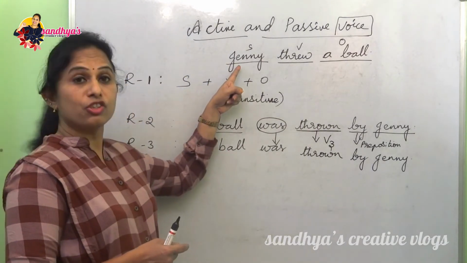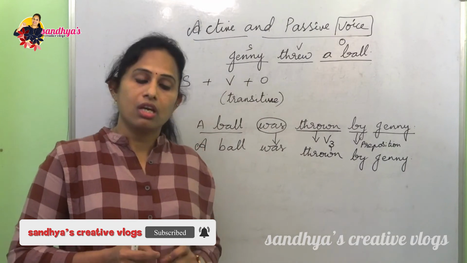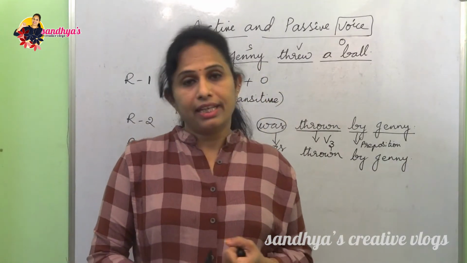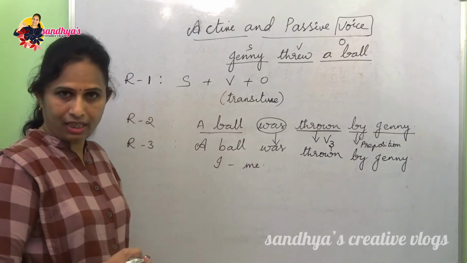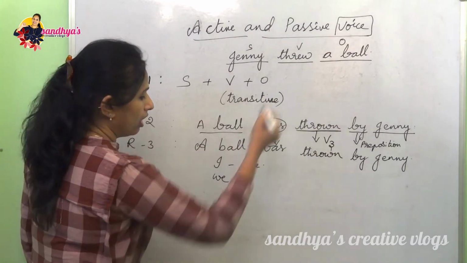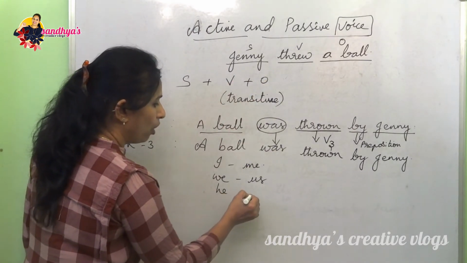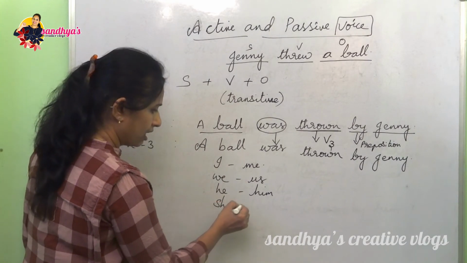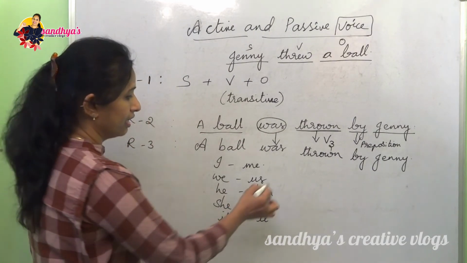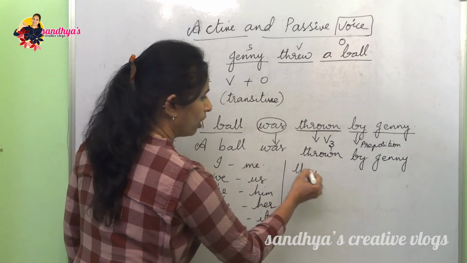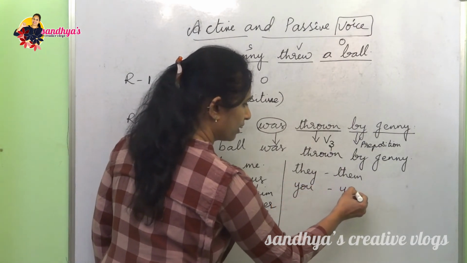Now I have taken only the third person Jenny. That means the names of the persons. Sometimes in place of the persons, we will take even the pronouns. For example, if you take I threw a ball, then the answer would be a ball was thrown by me. That means when you take I, it will be changed to me in the passive voice. If you take we threw a ball, a ball was thrown by us. If you take he threw a ball, a ball was thrown by him. If you take she, a ball was thrown by her. If you take it, it will not change. It remains constant. In the same way, if you take they threw the ball, the ball was thrown by them. And if you take you, this also remains constant without any change.